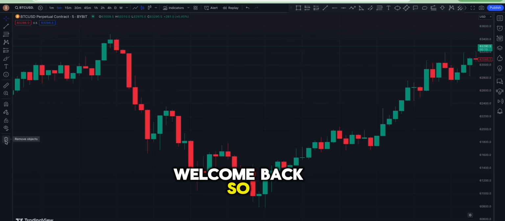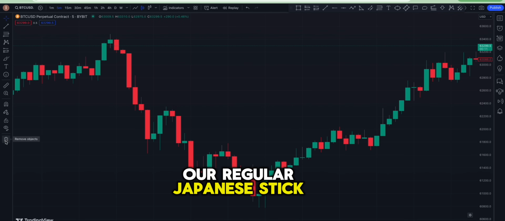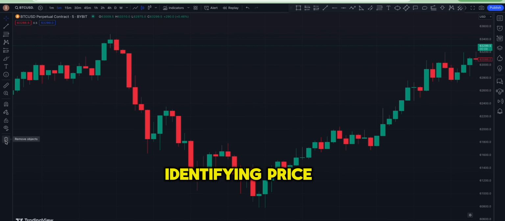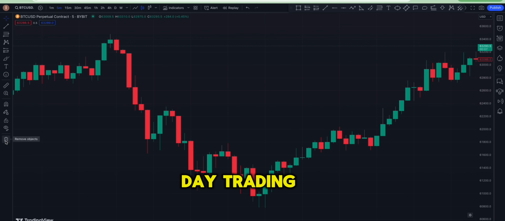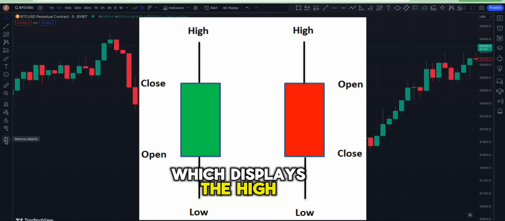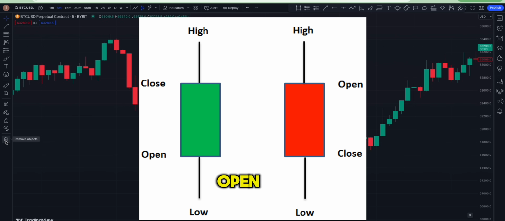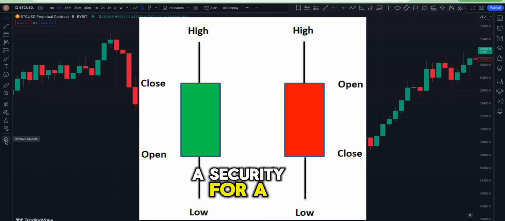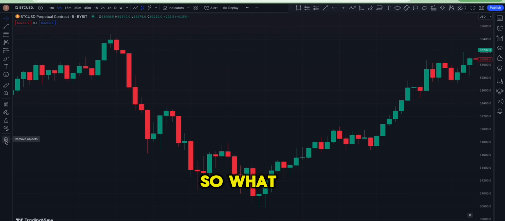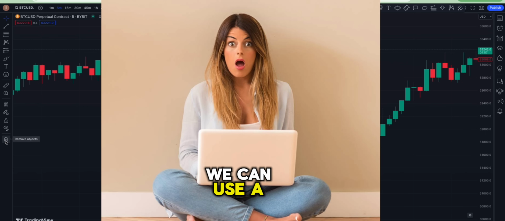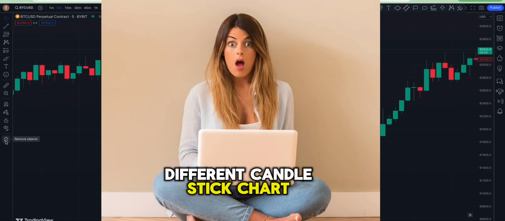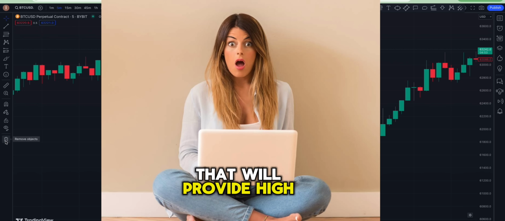Welcome back. So we all know about our regular Japanese stick that we use in identifying price movement in our day-to-day trading, which displays the high, low, open, and closing prices of a security for a specific period. So what if I tell you that we can use a different candlestick chart that will provide high quality and dependable signal?